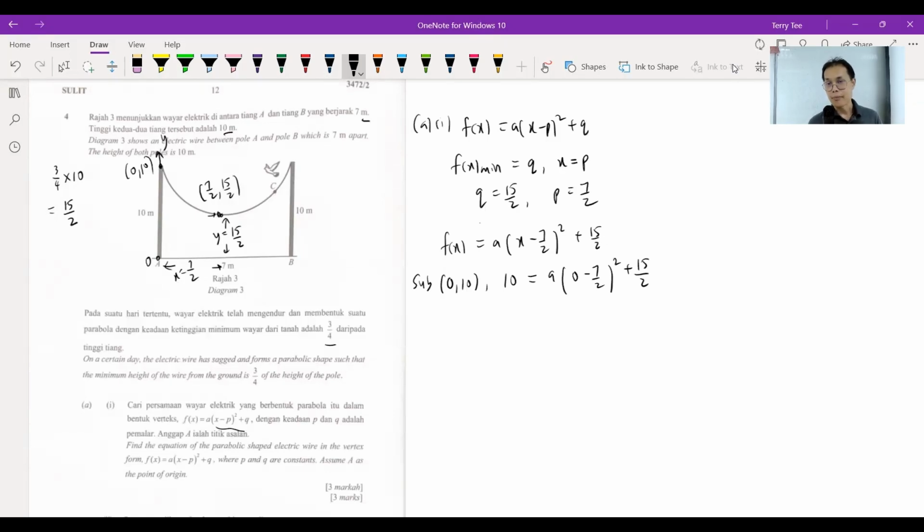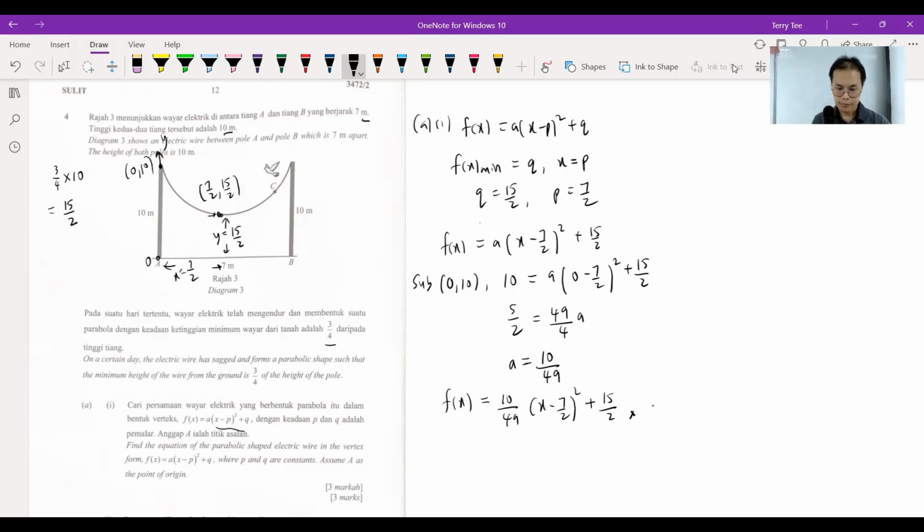Now let's take 10 minus 15/2. 10 minus 15/2 is 20 minus 15, so it's 5/2. And 0 minus 7/2 is negative 7/2. You square it, you get 49/4. That's your a. Multiply 4 up, 4 cancel with 2, left with 2. 2 times 5 is 10. Bring the 49 down. This is my a value. Let us rewrite this. Your f(x) is now 10/49 times (x minus 7/2) squared plus 15/2.